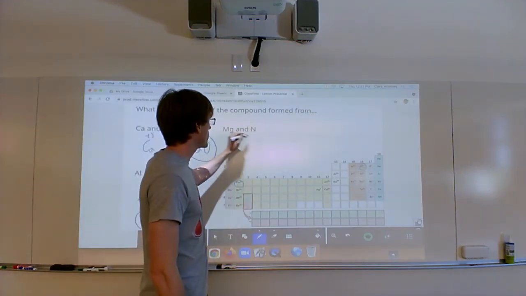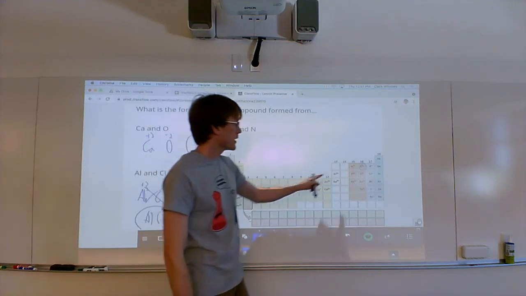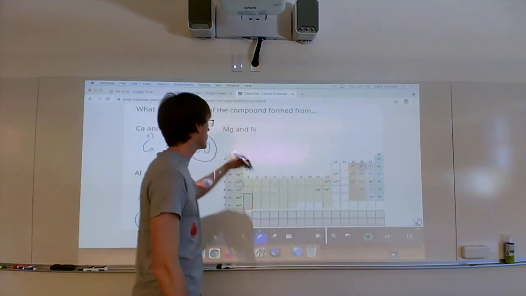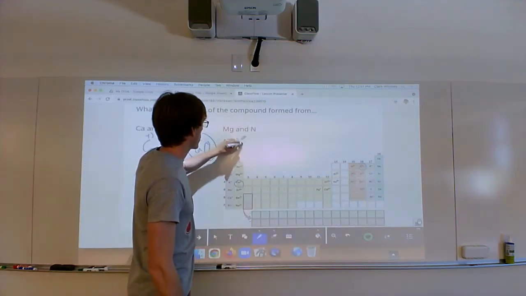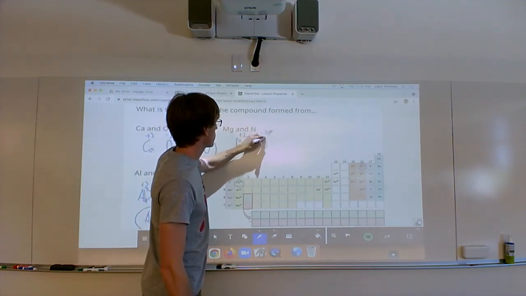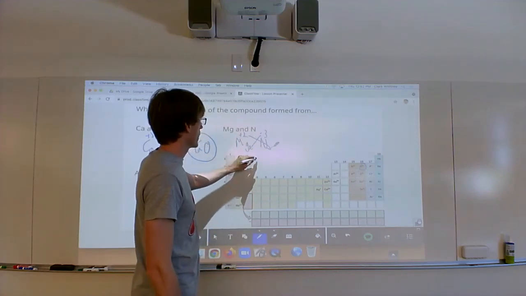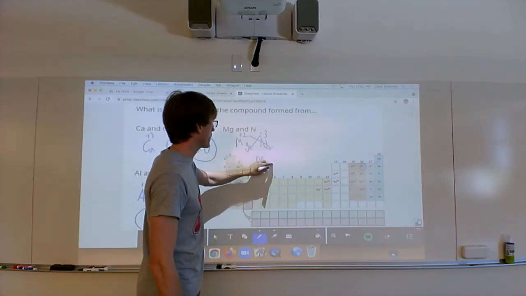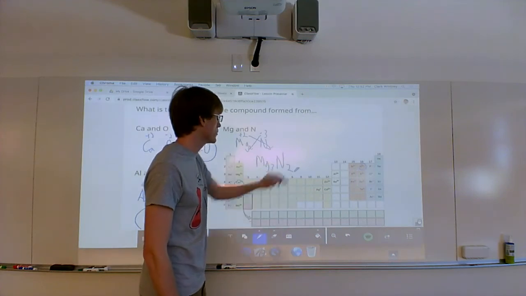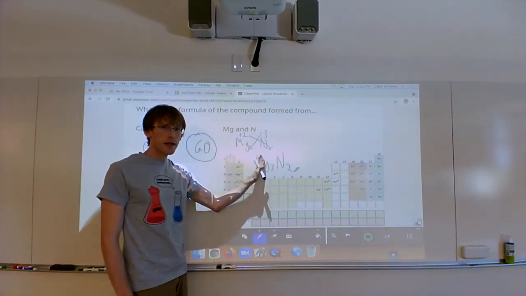Finally, we have magnesium and nitrogen. Magnesium is going to be positive 2, nitrogen is going to be negative 3, and so I can say Mg with a positive 2, N with a negative 3. I can take these and crisscross them, and I will get Mg3N2 as my compound. And this trick, it's nice to have.